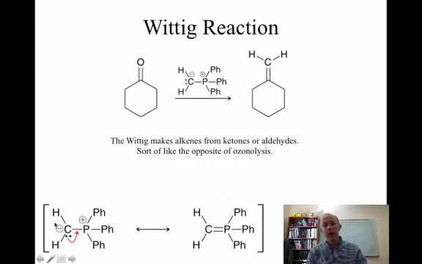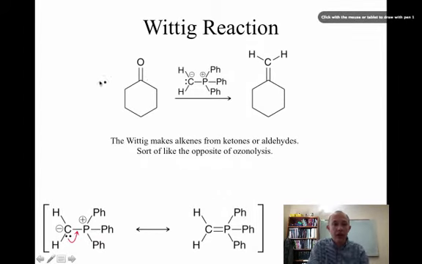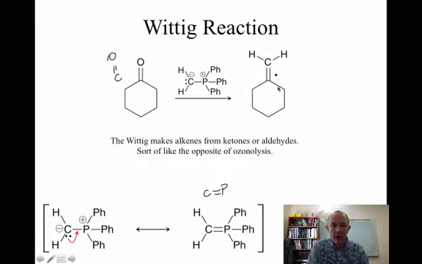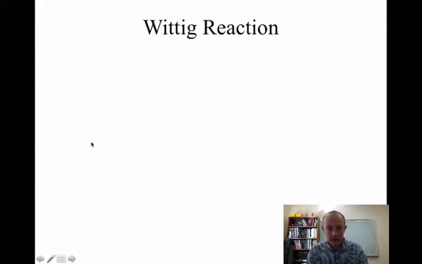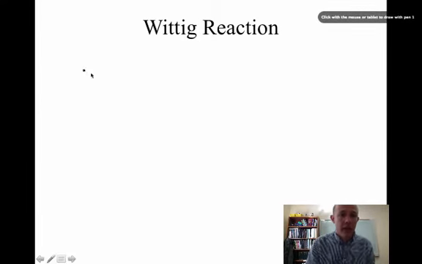So the resonance structure that I was talking about is this one. One way you can think about the Wittig reaction is you're exchanging a carbon-oxygen double bond in a reagent and a carbon-phosphorus double bond for a carbon-carbon double bond, and the other byproduct of the reaction is triphenylphosphine oxide. So we replace a carbon-oxygen double bond and a carbon-phosphorus double bond for a phosphorus-oxygen double bond and a carbon-carbon double bond in the products.